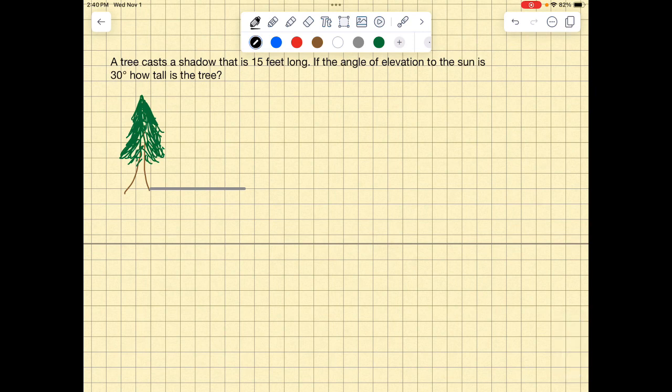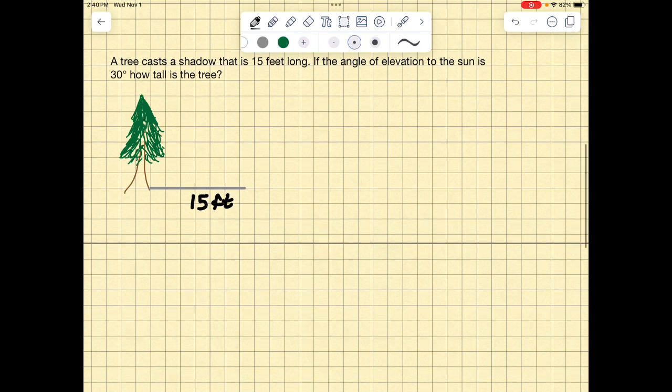All right, so here we have an application problem. A tree casts a shadow that's 15 feet long. The angle of elevation of the sun is 30 degrees. How tall is the tree? Here we have a picture of the tree and its shadow. The shadow is 15 feet. We want to know the height of the tree here.